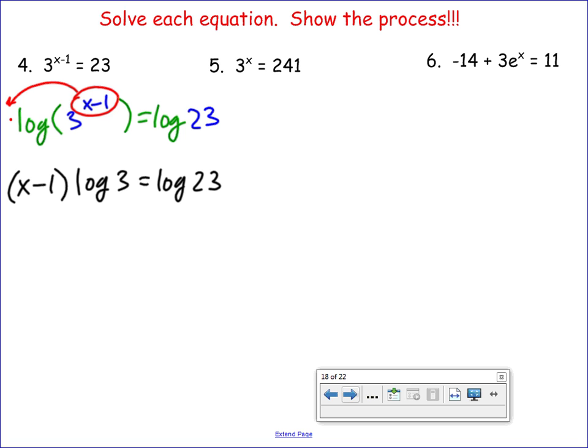In this way, I can now get my variable expression, x minus 1, alone by undoing that multiplication in red. What is this multiplication? Division.